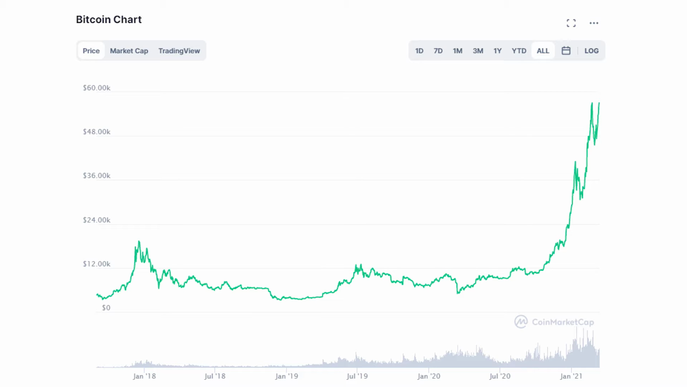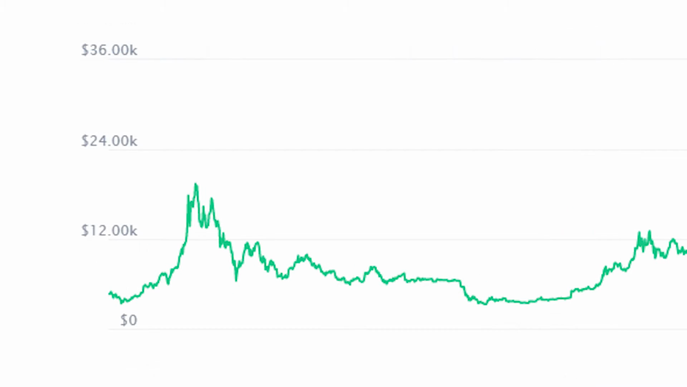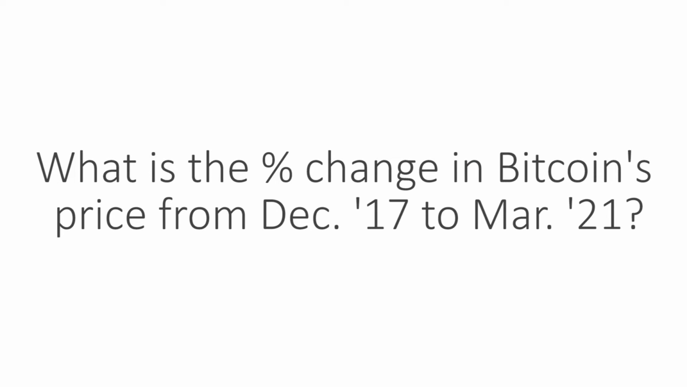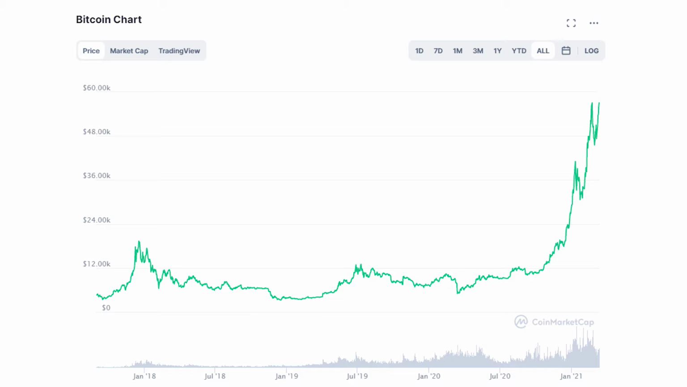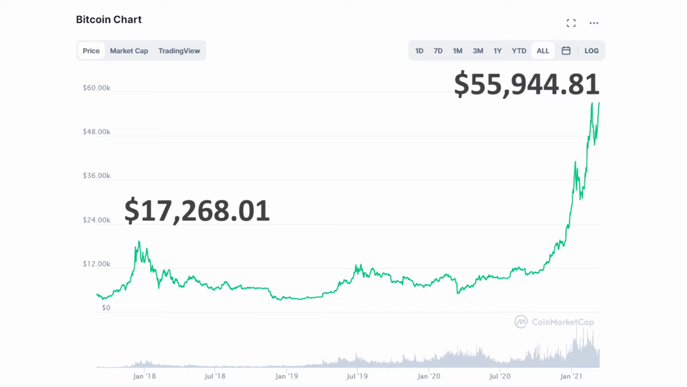Okay, next problem. So here we got the price of Bitcoin. It goes from the peak of December 2017 until today. And we would like to know how much it increased percentage-wise. Okay, so we get the starting value. That would be $17,268.01. And the price now, well, it changes all the time, but let's just go with this one. So 55,944 with 81 cents. All right, so how do we do this?